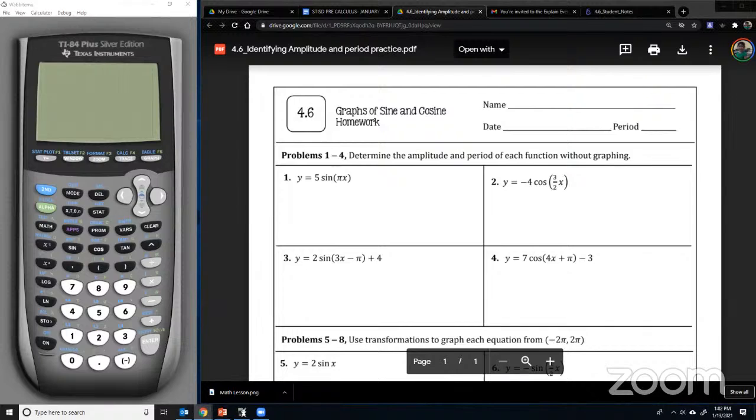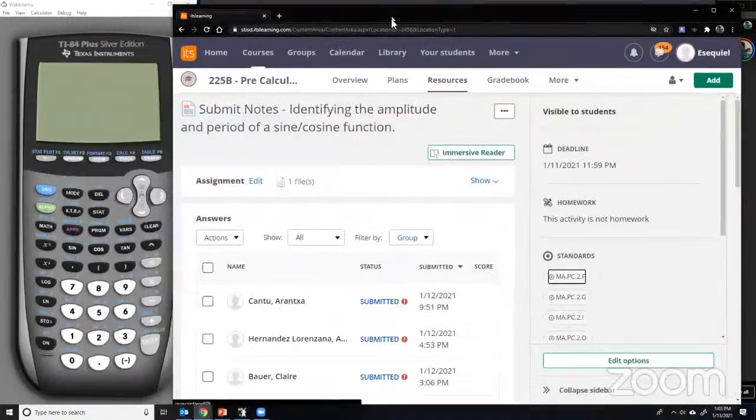Okay, so that's Diego. Okay, the next person is Ander. Please let me know where you are with your notes. Sarah, please let me know where you are with your notes. And then Brianna. And then Leo, where are you at with your notes, with amplitude and period? Remember, these are the notes that we did together.